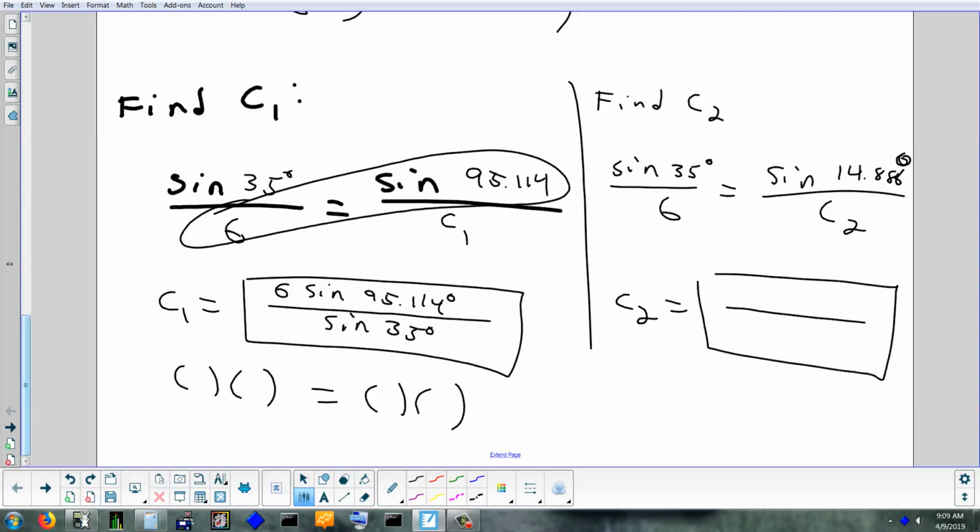Peter, can you tell me what C2 would be? Again, you don't have to do it out, I just want to know. Yeah, 6 sine 14.886 and then equal and sine 35. And where does the sine 35 go? Yep, sine 35 in the bottom. Okay. So we'll type them in and see what we get.